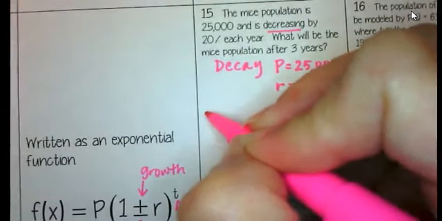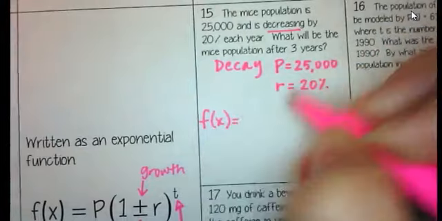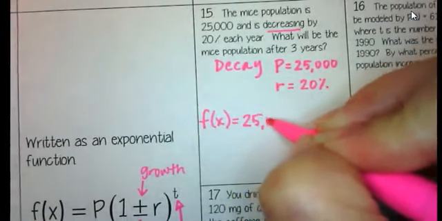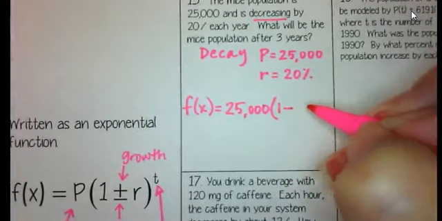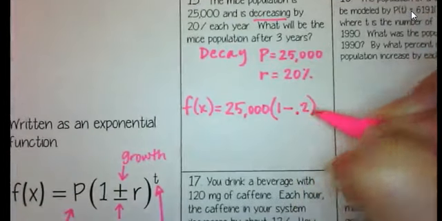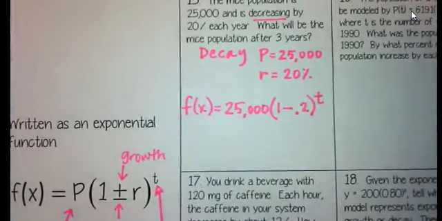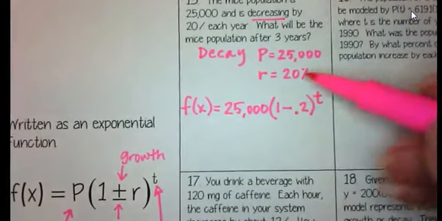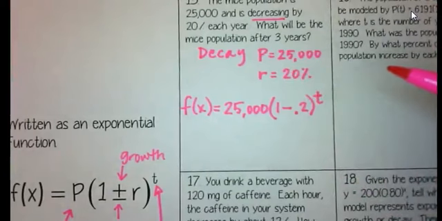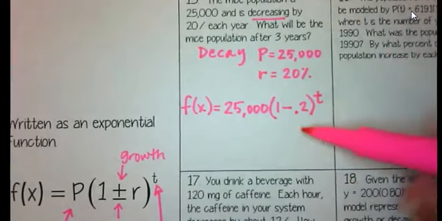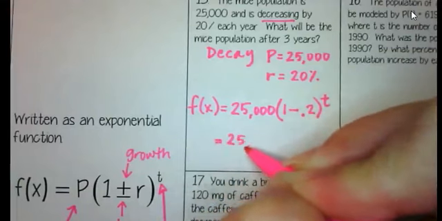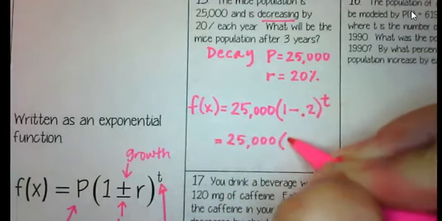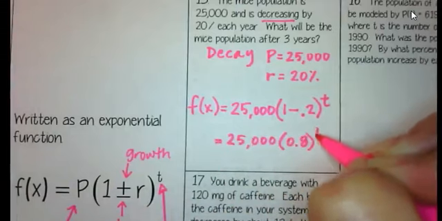So we will say f of x is 25,000. We have 1 minus, this we need to write as 0.2, and then t is in years. All right, so remember the 20%, we can't work problems out as percentages, we work them out as decimals. So 20% as a decimal would be 0.2. We could also write this as 25,000 and then 0.8 to the t.